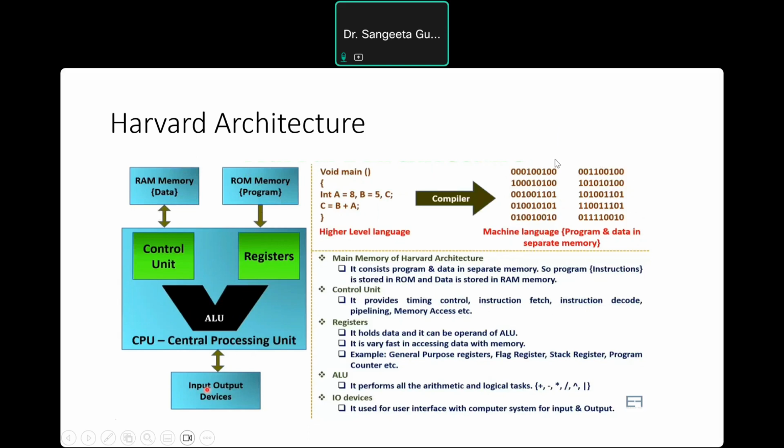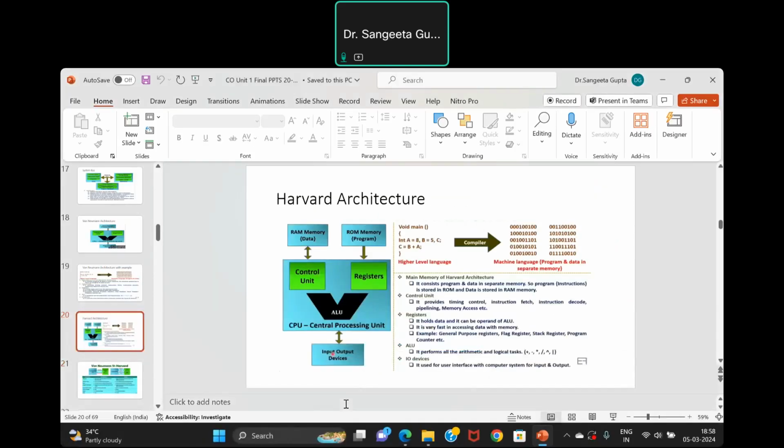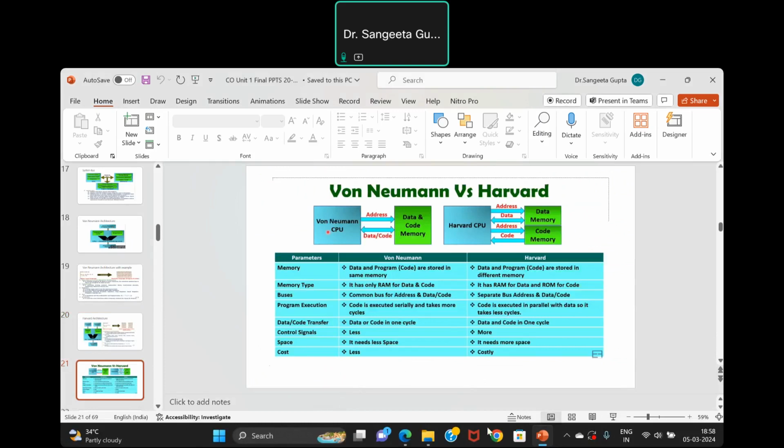The first part of the code, which is related to the data part, resides in RAM, and the second part of the code, related to the program part, resides in ROM. The functionalities of all the other units like the control unit, registers, arithmetic and logical unit, and the IO devices remain the same. Now, let us discuss briefly the differences between von Neumann and Harvard architecture.